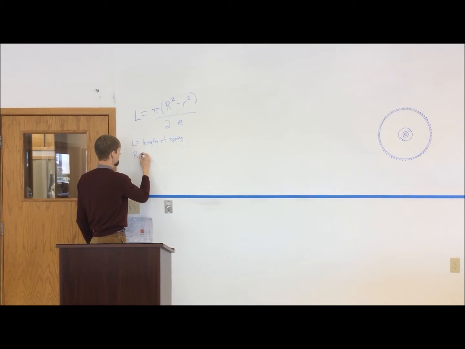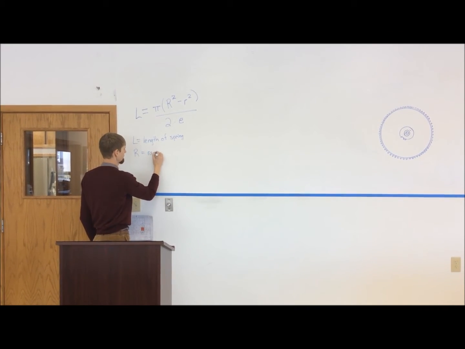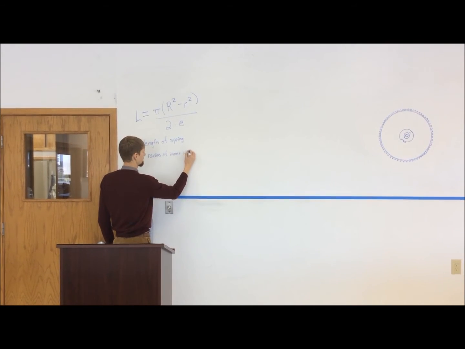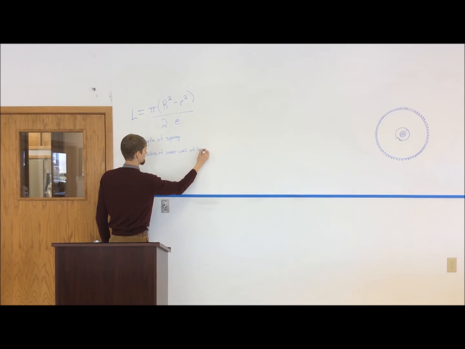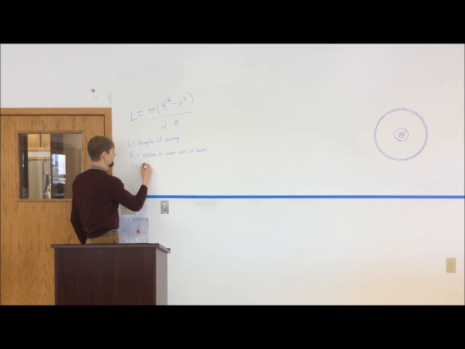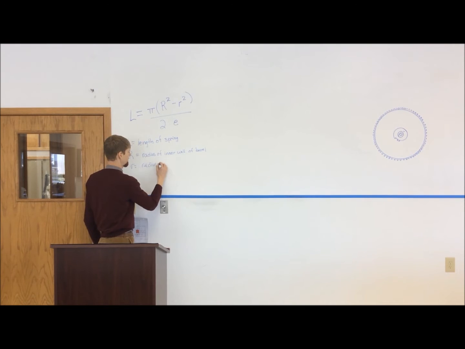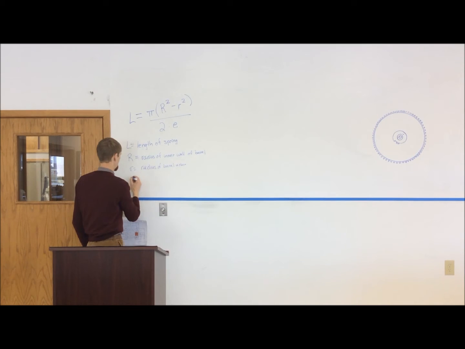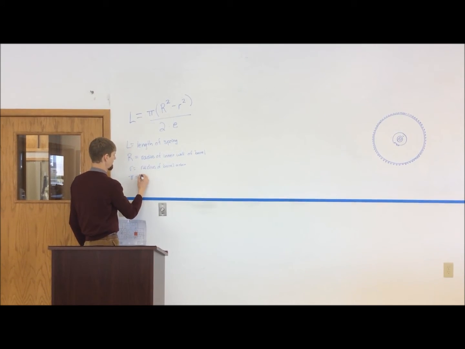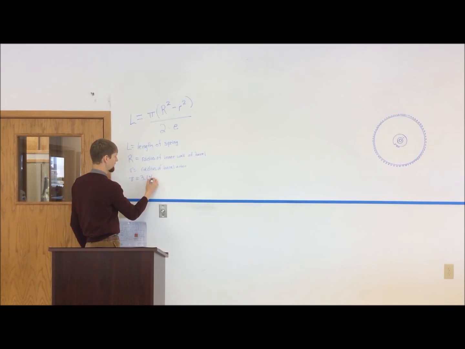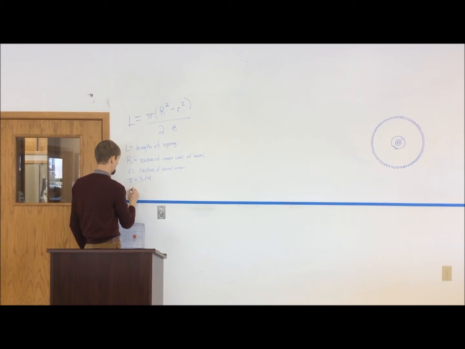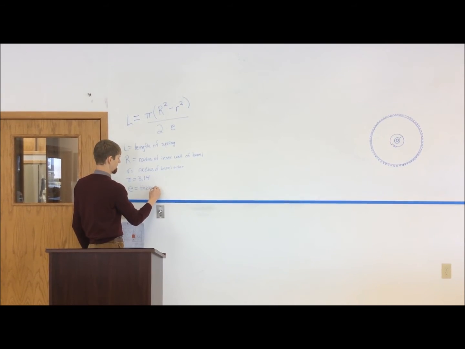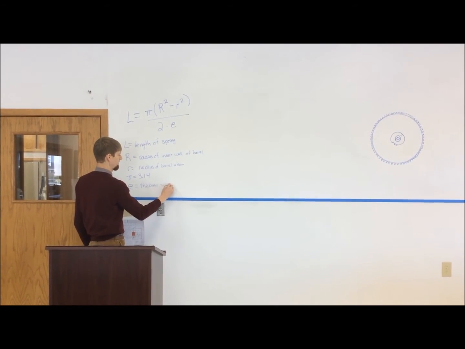The big R represents the radius of the inner wall of the barrel drum. The little r represents the radius of the barrel arbor. Pi is a mathematical constant. We'll just use 3.14 to represent pi. E is the thickness of the spring. All of these measurements are going to be in millimeters.